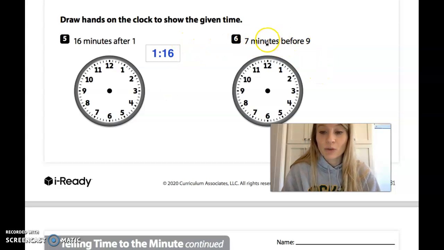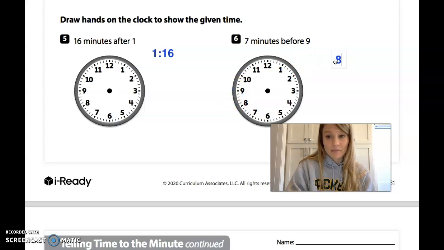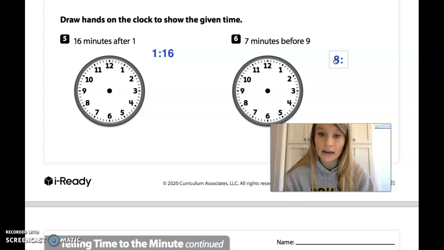It's 7 minutes before 9. Before. So it's not quite 9 o'clock yet, which means that it has to be 8 something. 8 what? But it has to be 7 minutes before 9. So I think about my clock. If this is 9 o'clock, before I get to 9 o'clock, I'm 7 minutes away. Well, this is 5 minutes away. 5 minutes is 55. So let me go back 2 more minutes because 5 plus 2 is 7.